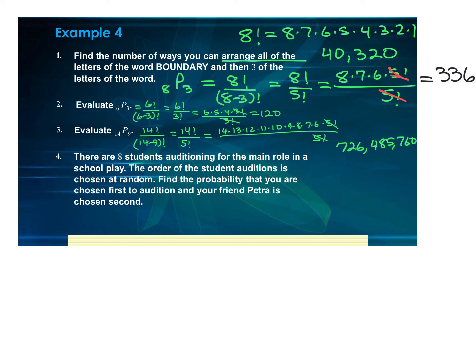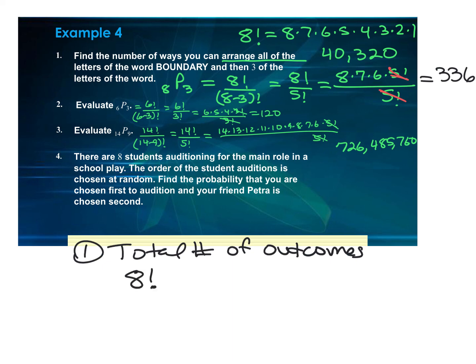And then for the last one, another probability. We first have to do it just like we did before with the floats. We need to find step number 1, find the total number of outcomes. And it says there are 8 students auditioning for the main role in the school play. The order of the student auditions is chosen at random. Find the probability that you were chosen first to audition and your friend Petra is chosen second. So the total, there's 8 people, so 8 factorial.